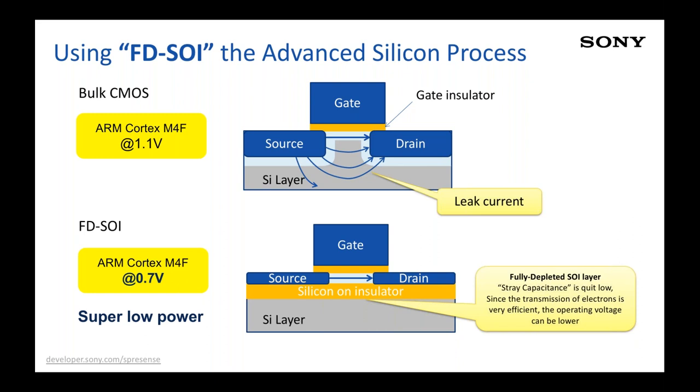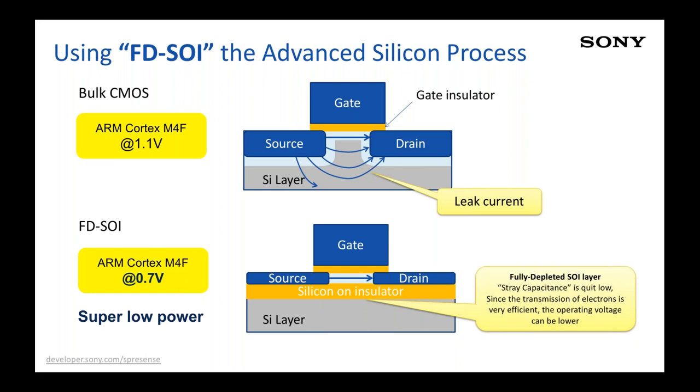look at the explanation on the right side. It's fully depleted SOI layer. What does it mean? So it means I have the gate, I have the source, I have the drain. The current is going from the source to drain. But do you see those bending arrows here? No. Why? Because I have a silicon on insulator. What does it mean? It means I put insulator there, then I'm avoiding those leakage. If I avoid that leakage, what does it mean? It means I am using less power.